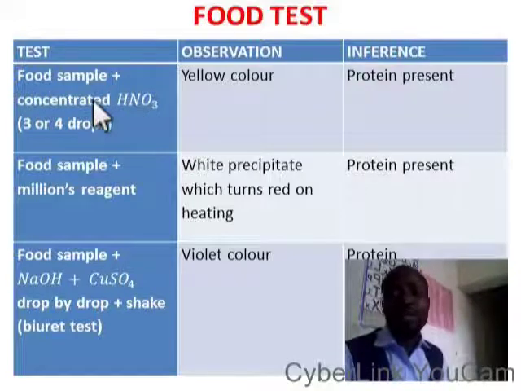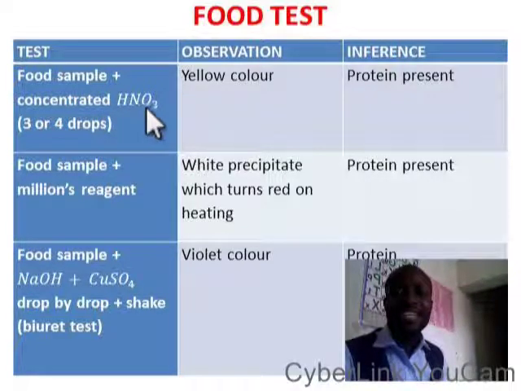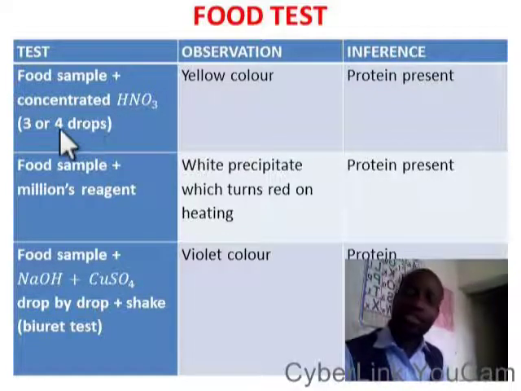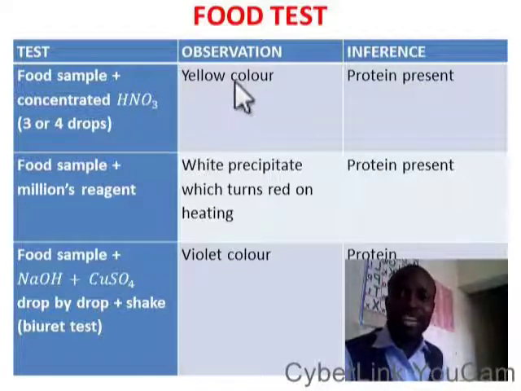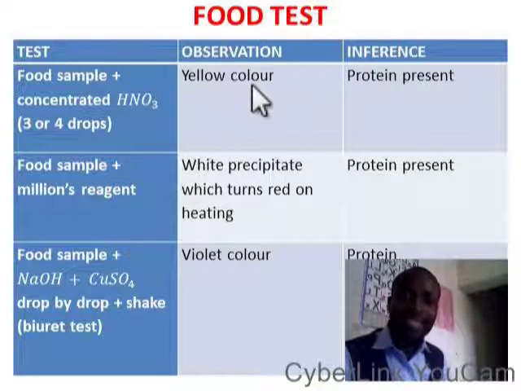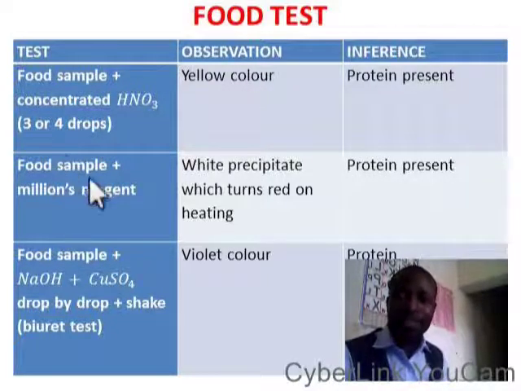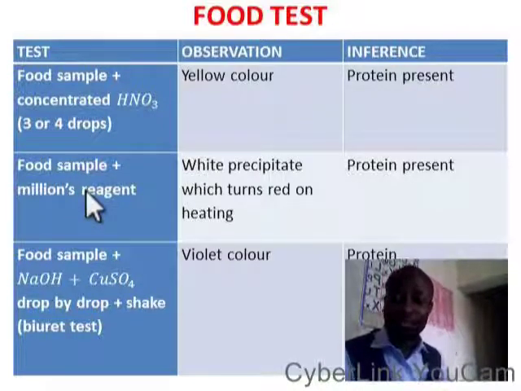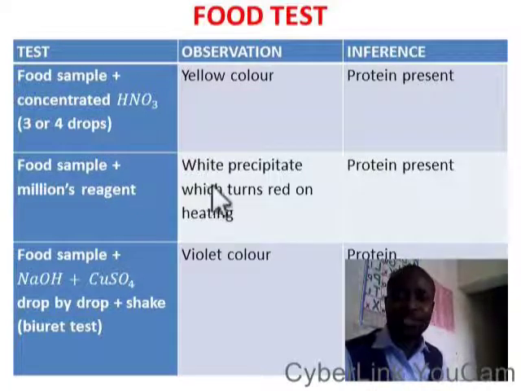Food sample plus concentrated HNO3, 2 to 3 drops, 3 to 4 drops. You see yellow coloration, that shows protein is present. Now, when you get a food test, you add Millon's reagent. Millon's reagent has been prepared, or your teacher will prepare it. Just add it, you have white precipitate, which turns red on heating.